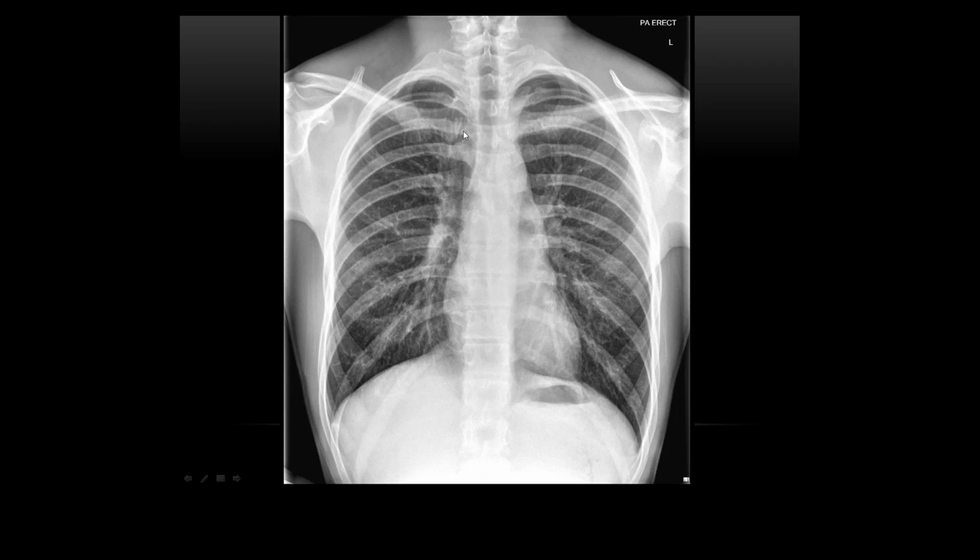So hyperinflation, when you're looking for it on a chest x-ray, you want to see more than 10 posterior ribs, and you also want to see flattened diaphragms because it pushes the diaphragms down. So we've got 1, 2, 3, 4, 5, 6, 7, 8, 9, 10. I can clearly see 10, and the diaphragms aren't pushed down, so I don't think it's hyperinflation, they're probably just taking a good breath in. But yeah, you're right, it's always good to look for hyperinflation in the lungs.